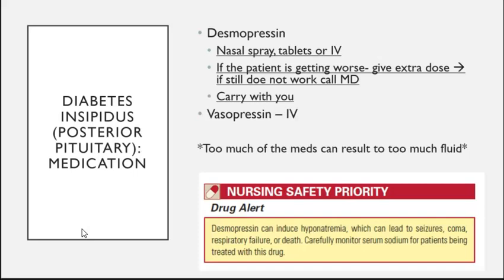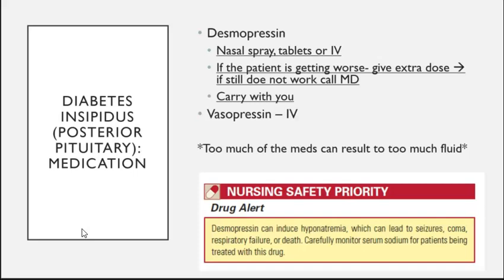Out in the community, patients do need to carry this with them if it is a common reoccurrence. They need to have it on them at all times, because something happened to maybe their posterior pituitary gland, and they cannot make ADH. So they are going to have to carry desmopressin with them. And again, one dose, not better, they can get 2 doses, but after that second dose, they need to go to the doctor. In the hospital, you're probably going to see it be given IV vasopressin.